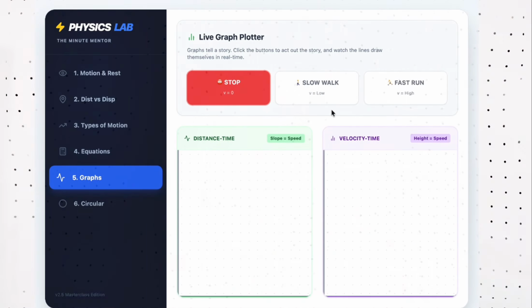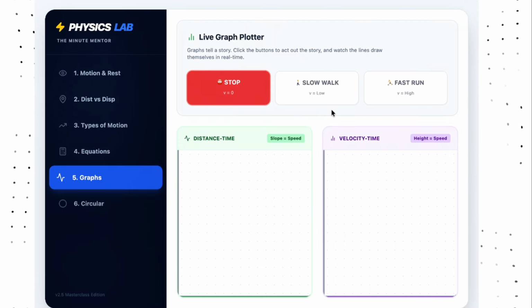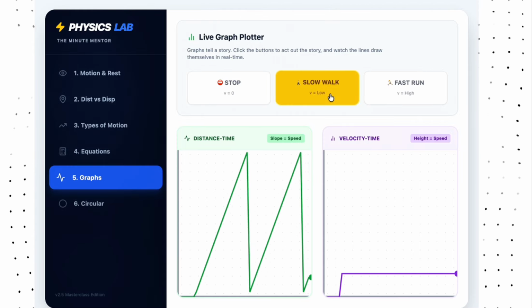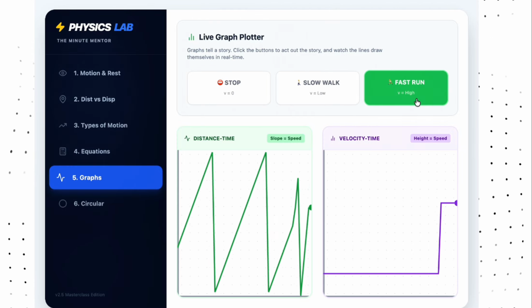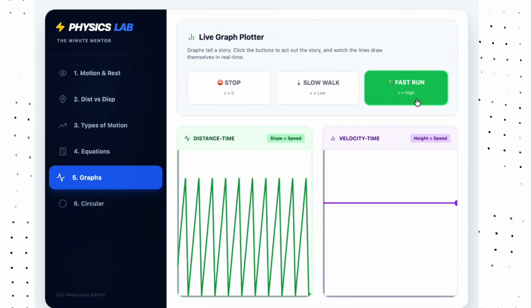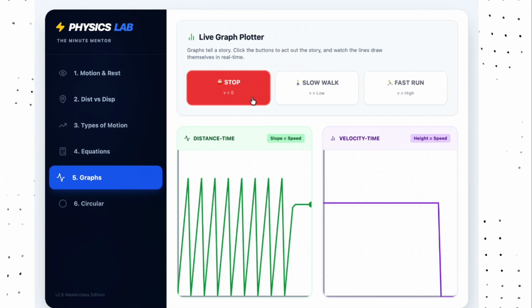Now, graphs scare a lot of people, and I too was scared a lot by graphs. But actually, it's just a form of stories. Now, look at this green graph here, the distance-time graph. When I walk slowly, the line goes up steadily, and that slope is basically my speed. Now I run, and see how the line gets steeper? That means a steeper slope has a higher speed. And when I stop, the line goes completely flat. So as time moves on, the distance doesn't change. So I'm at rest.